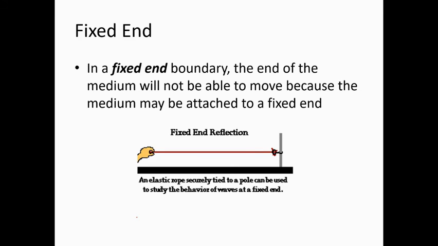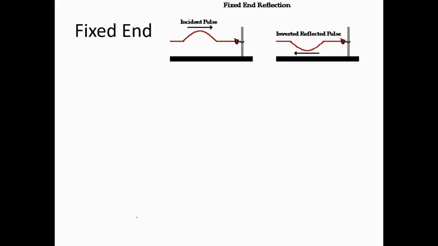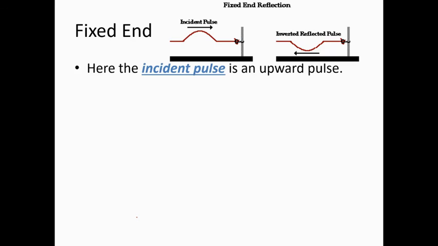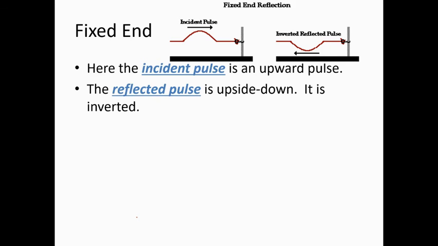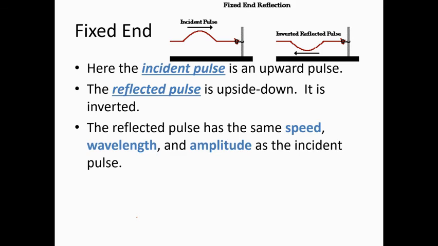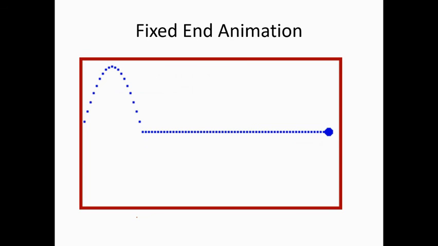So when you have something that is fixed, a wave pulse that is going down, say, a string that is fixed, think about your guitar, for example. In a fixed end boundary, the end of the medium will not be able to move because the medium is attached to something. So what's going to happen? Well, when I send my pulse down, my new pulse coming back is going to be reflected downwards, and it's going to be going at the same velocity. So the reflected pulse has the same speed, the same wavelength, and the same amplitude. It's just going to be reflected.